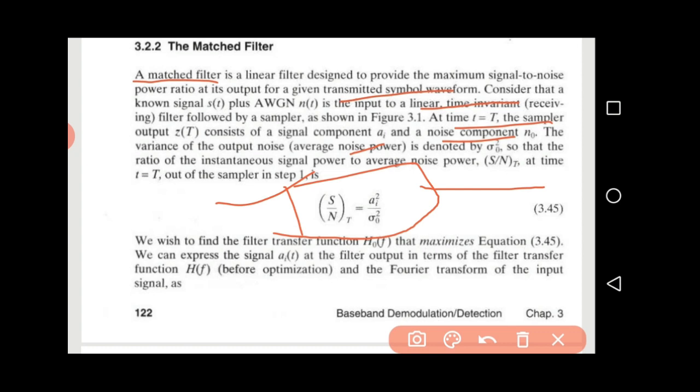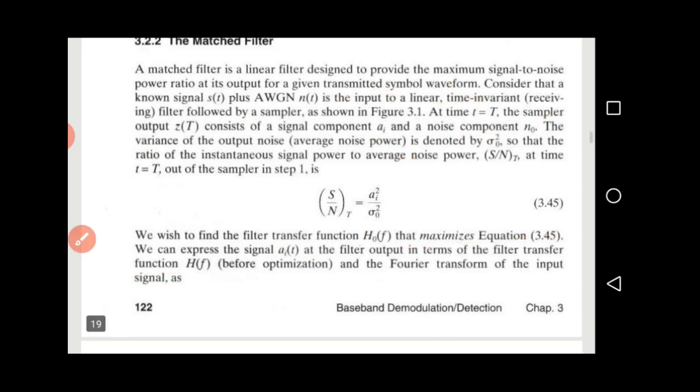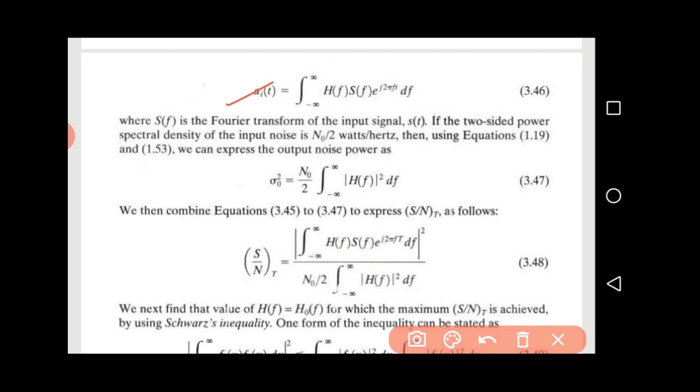We wish to find the filter transfer function H_0(f) that maximizes equation 3.45. We can express the signal a_i(t) at the filter output in terms of the filter transfer function H(f) and the Fourier transform of the input signal as a_i(t) = ∫ from −∞ to +∞ of H(f) S(f) e^(j2πft) df, where S(f) is the Fourier transform of the input signal s(t).